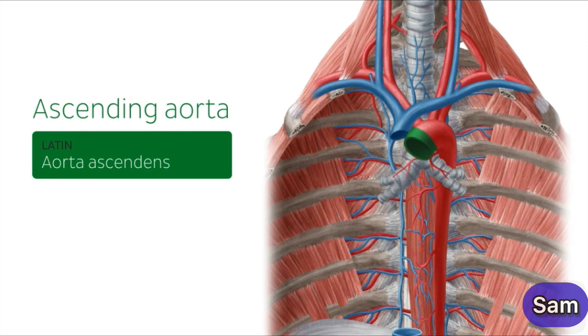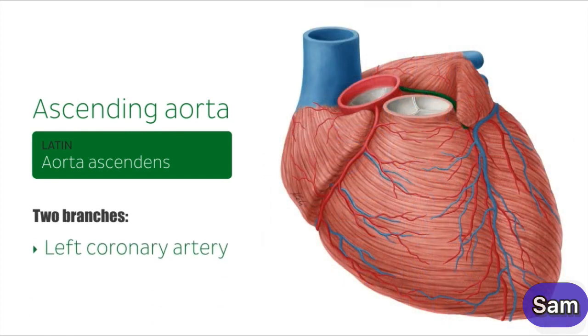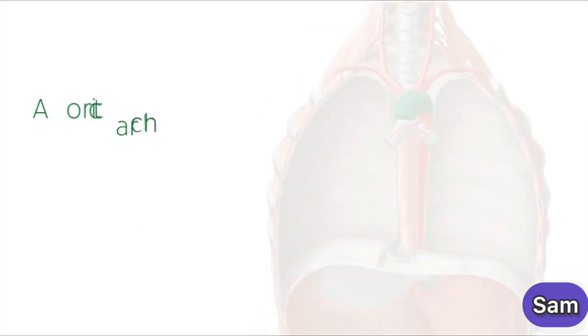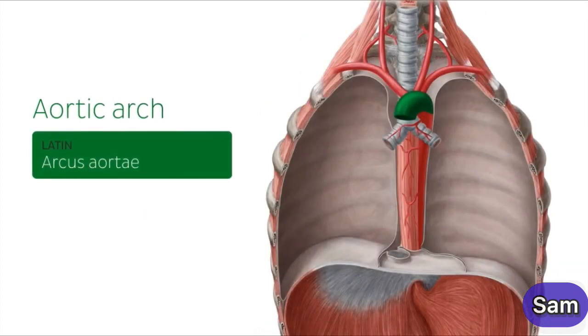The ascending aorta gives off two branches at the aortic sinus, the left coronary artery and the right coronary artery. They both divide into smaller branches, but we won't discuss these in this tutorial. The coronary arteries are very important branches as they supply blood to the myocardium of the heart. If these become blocked, myocardial infarction can occur. Let's move on now to the second part of the aorta, the aortic arch.